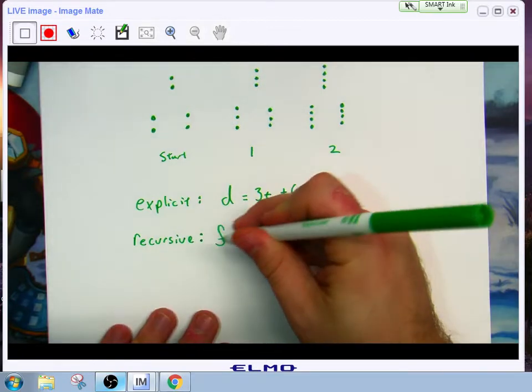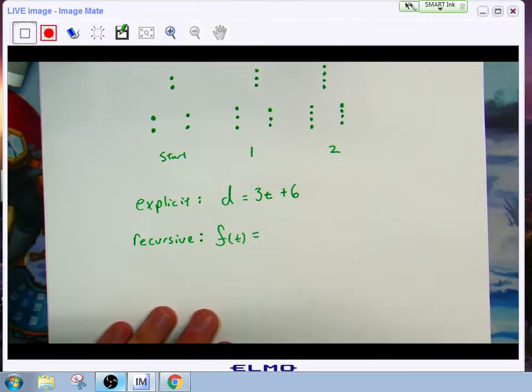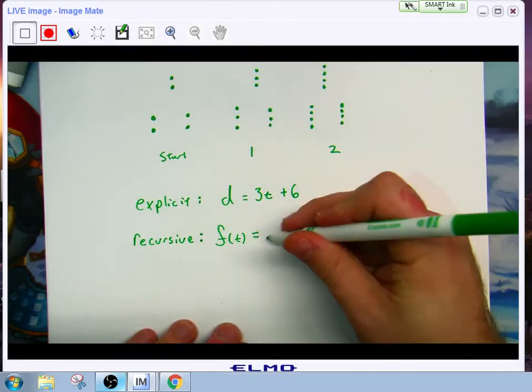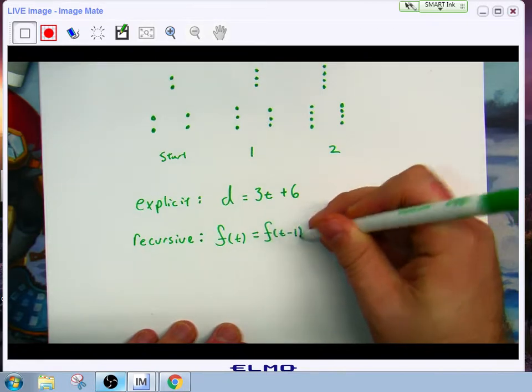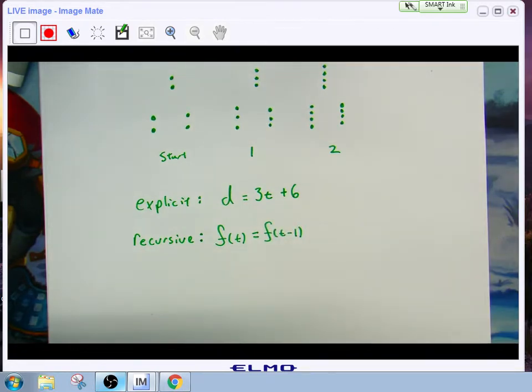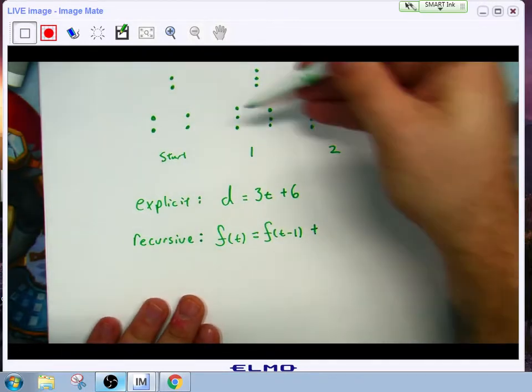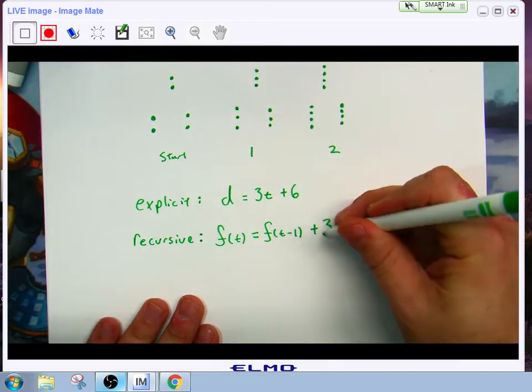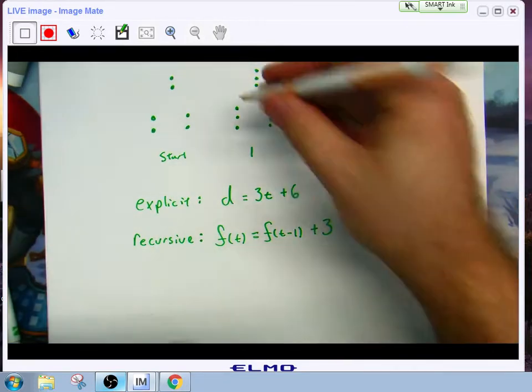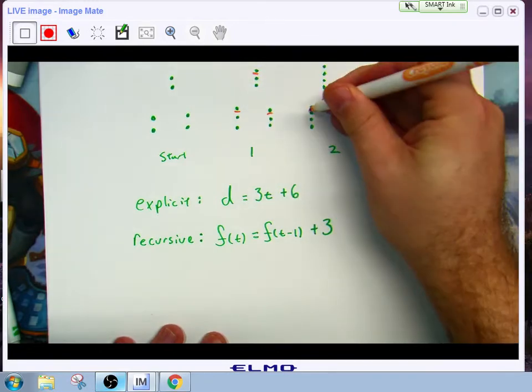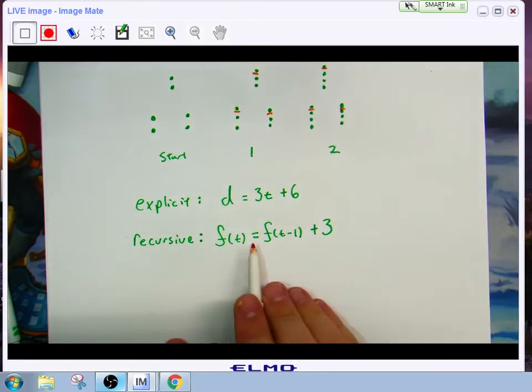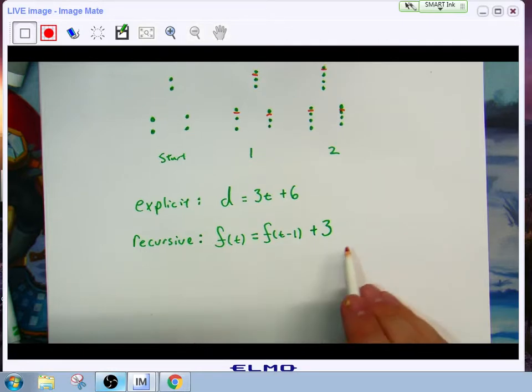So each step is, what do I write here? f of t minus 1, it's the step before it. And then what do we do to the step before it to make that next step? Connor? Do we add 6 each step? 3. We add 3 each step, right? This is the new one, new, new. So each step is the step before it plus 3.